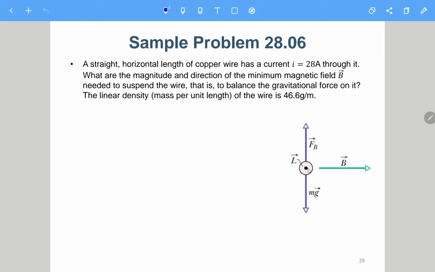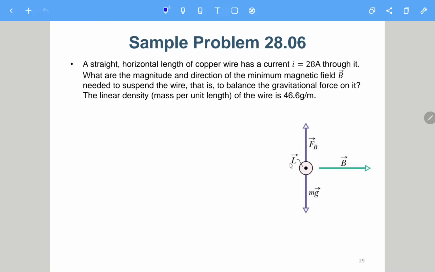So here we have a horizontal wire, and of course the gravitational force will act on this wire. So we have mg pointing downward. This is the linear density, the density per length. So we multiply this by the length, then it will be the mass of this wire, multiplied by g, 9.8 meter per second square, will be the gravitational force acting on this wire.